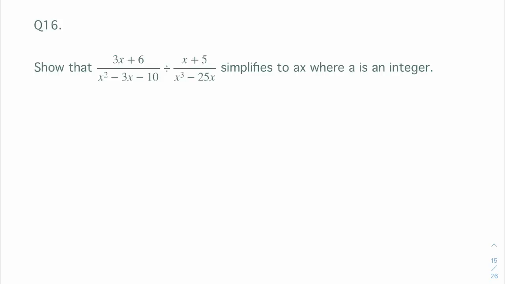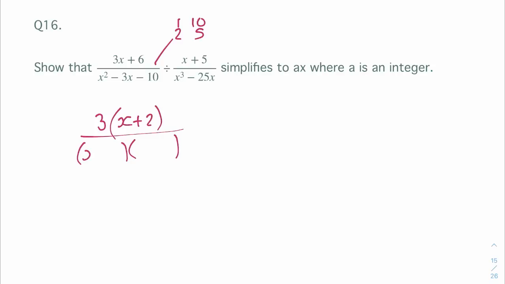If we factorise the numerator of the left fraction, that would be 3 brackets x plus 2. On the bottom, we've got double brackets because that's a quadratic. So we are going to have two numbers that multiply to make 10, and then add to make negative 3. That should be 1 and 10, or 2 and 5. It's going to have to be 2 and 5 if we're making 3. So that's going to be x plus 2 and x minus 5. We're going to multiply that by the other fraction, and we're going to do the reciprocal of that.